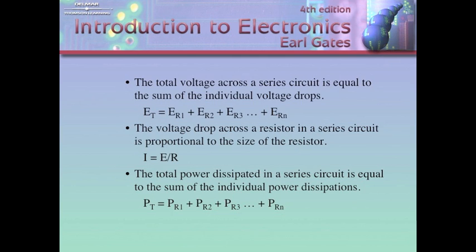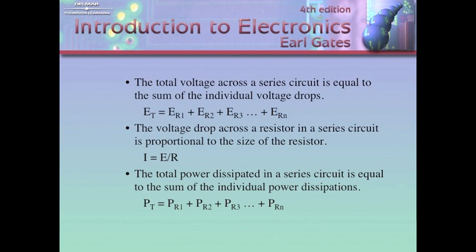Another term that the book uses is voltage rise. Voltage rise must equal voltage drop inside a circuit. The voltage drop across a resistor in a series circuit is proportional to the size of the resistor. The bigger the resistance, the bigger the voltage drop. The smaller the resistance, the smaller the voltage drop.